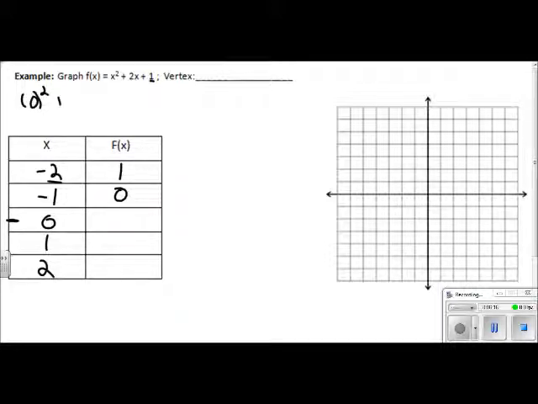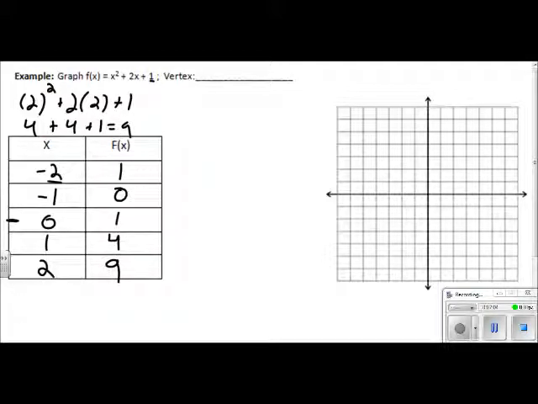0 squared plus 2 times 0 plus 1. 0 squared is 0. 2 times 0 is 0, plus 1. And if we try that for positive 1, 1 squared plus 2 times 1 plus 1. 1 squared is 1. 2 times 1 is 2, plus 1. Looks like that gives us a 4. I'll do our last one here. 2 squared plus 2 times 2 plus 1. 2 squared is 4. 2 times 2 is 4, plus 1 equals 9.